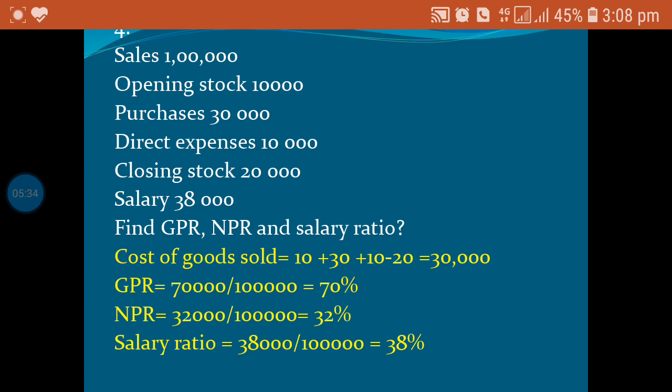Gross profit ratio is equal to gross profit divided by net sales into 100. Sales is given as 1 lakh. So we have to find the gross profit. How to calculate? Sales minus cost of goods sold is what we call gross profit. Here cost of goods sold is not given but the items are given. How do we calculate cost of goods sold?